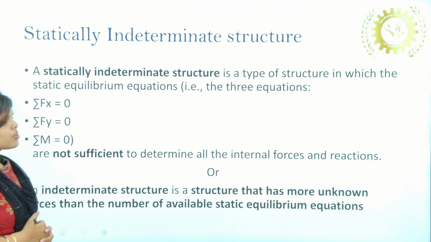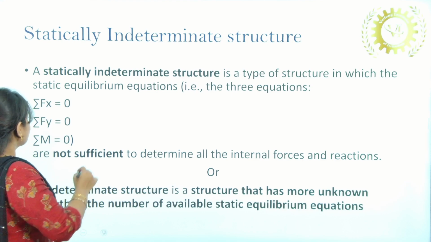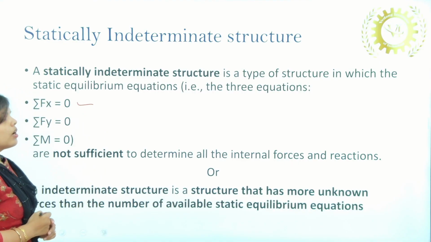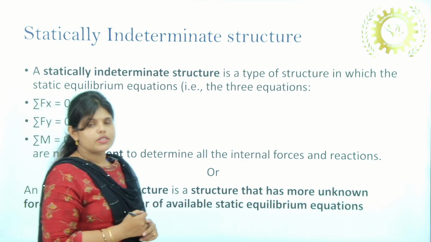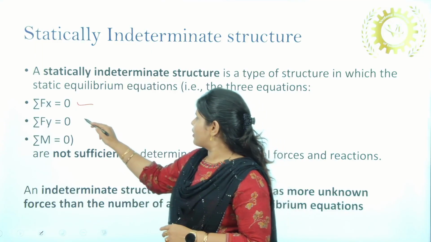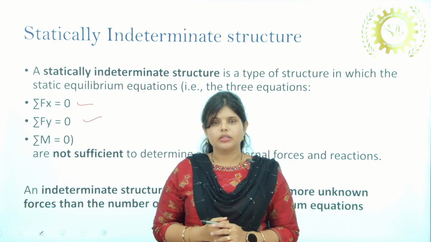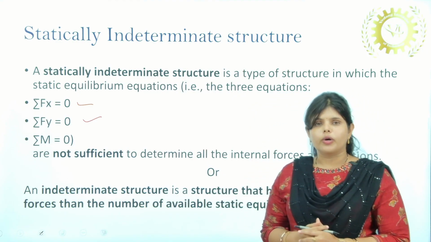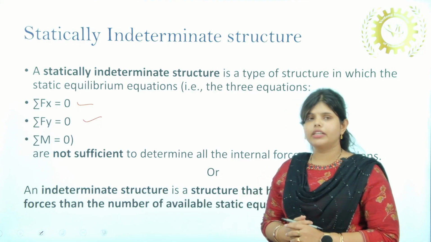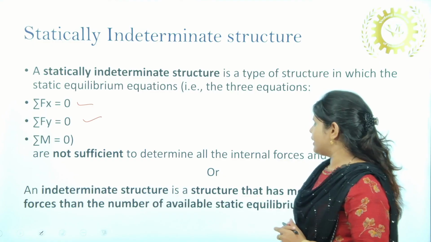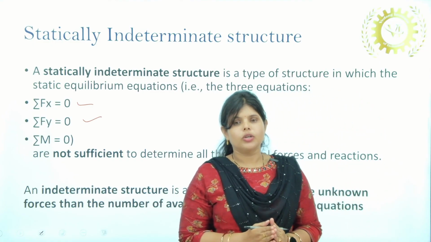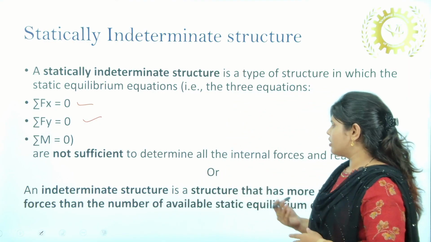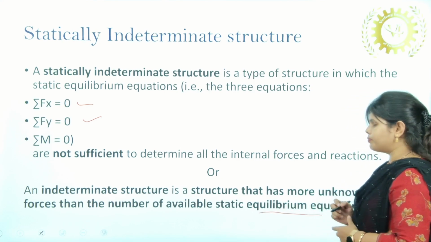So what is the equation of equilibrium? The forces acting in the horizontal direction or x-axis, the forces acting in the y direction or vertically, and the moment should be 0. The summation of these three must be 0, or else the structure will be indeterminate. Also, an indeterminate structure is one where the number of unknowns is more than the equations of equilibrium.